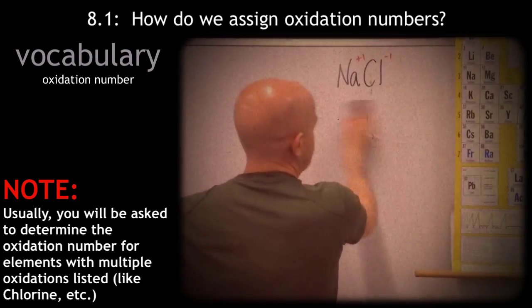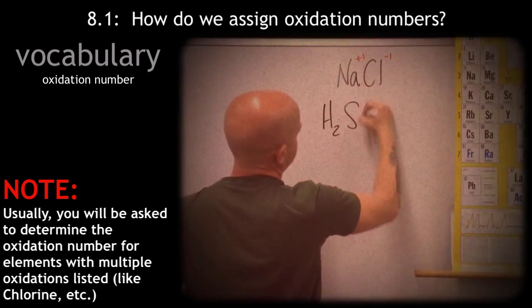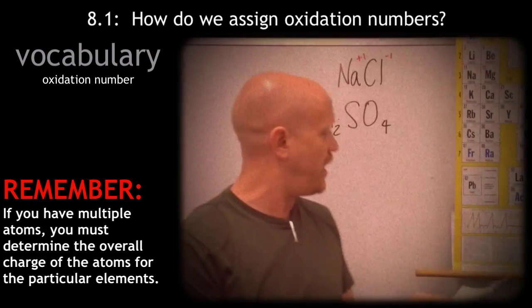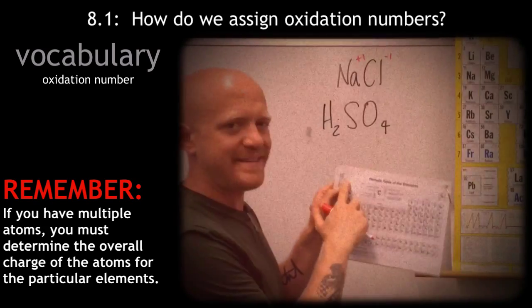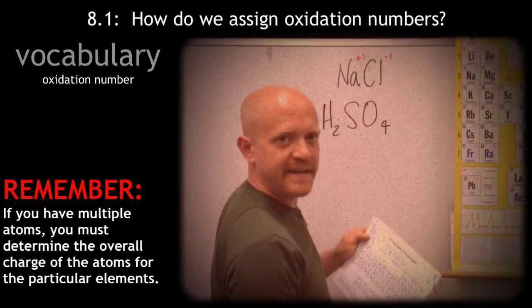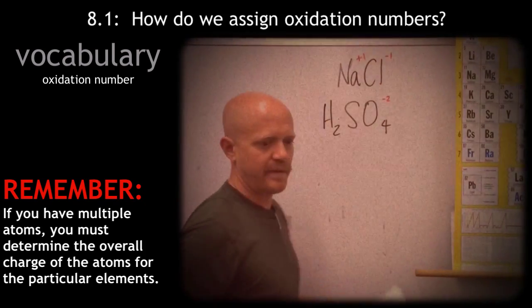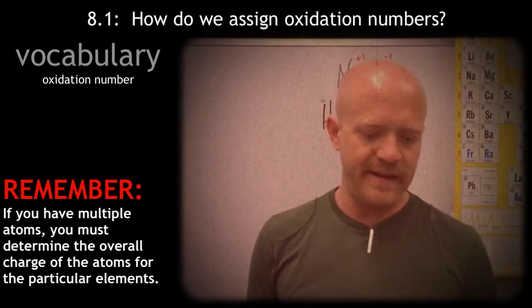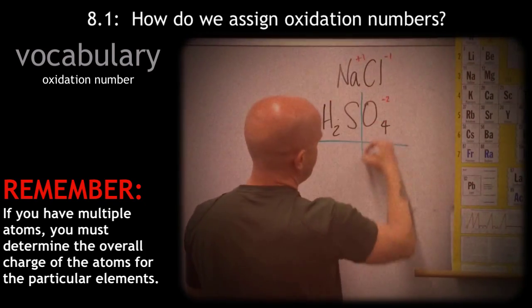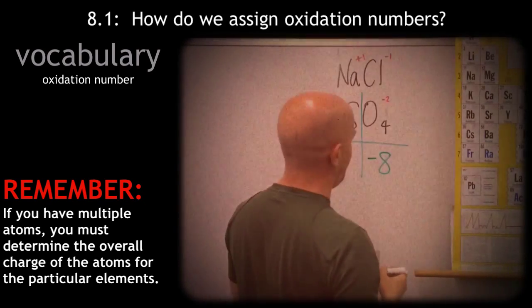A little bit more complicated. Let's do H2SO4. Now, hydrogen is in group 1, but it says +1 and -1. So I'm not so sure, I'm going to think it's +1, but let's come back to that in a second. Oxygen is going to be -2. Remember we talked about this when we did ionic compounds. Okay, so oxygen is -2. There are 4 of them, so oxygen is going to have a -8.